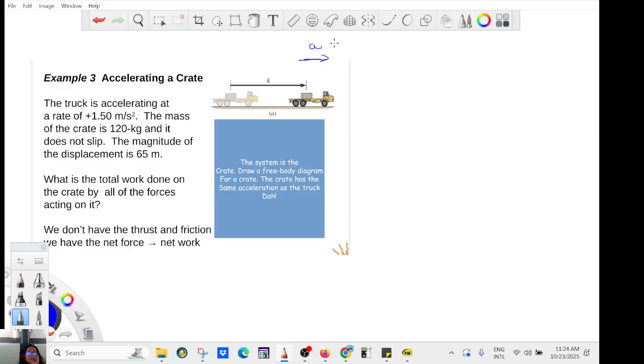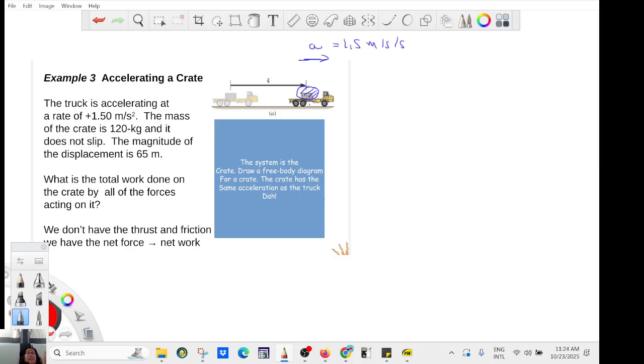So acceleration is 1.5 meters per second squared. You see here they are focusing on the crate, only on the crate. So it means your imaginary bag is going to be this crate here. On the crate, you always define your system. The system is the crate. The crate does not slip.